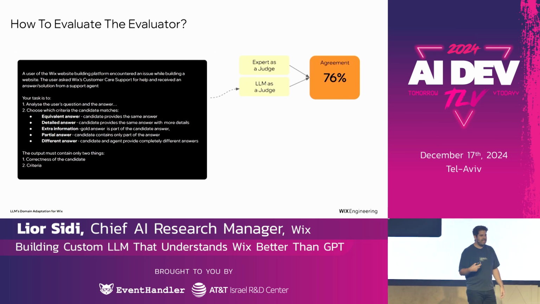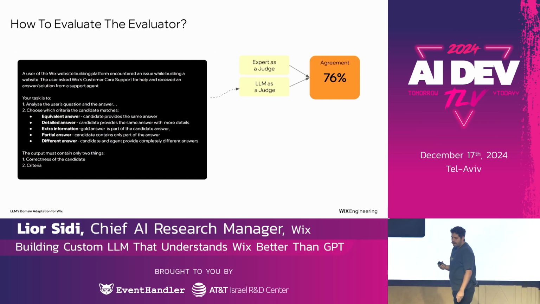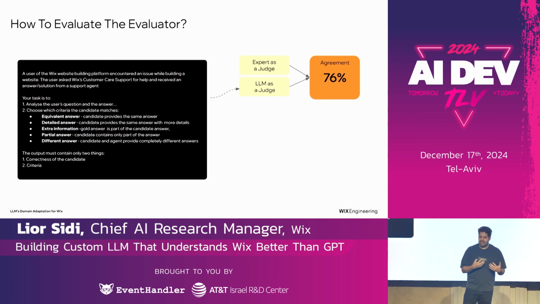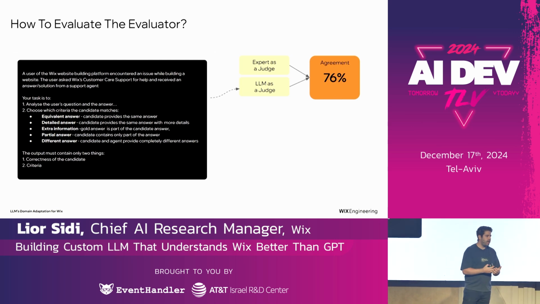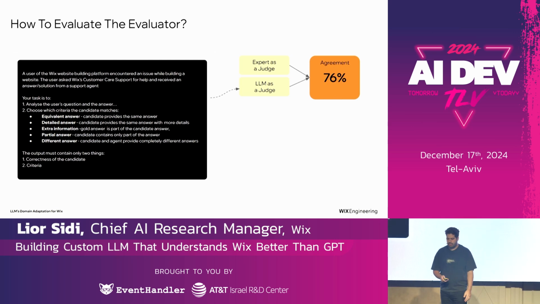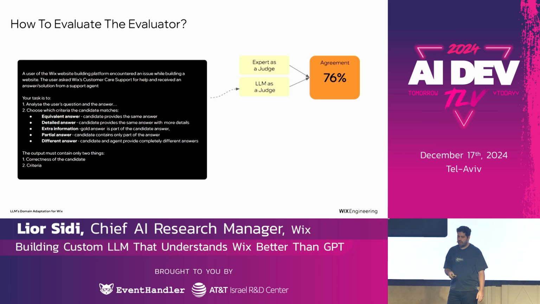So we added guidelines of what is considered a good quality answer. We identified different classes of correctness. Is it equivalent? Is it detailed? Does it have extra information? Partial? Or a totally different answer? This chain of thought actually helped improve the agreement to 76%. And by the way, today there are even better techniques for doing that, so read about it.